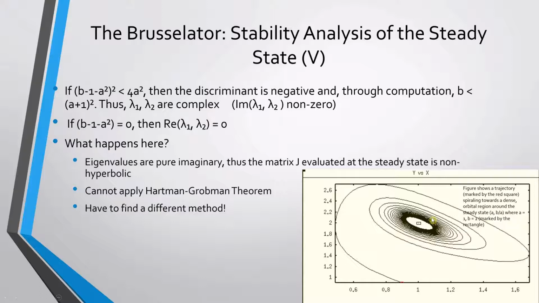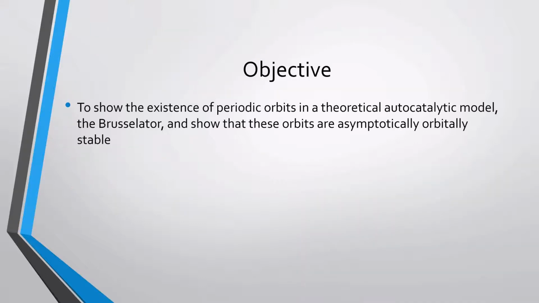This non-hyperbolic condition is the Hopf bifurcation point. Since we cannot apply the Hartmann-Grobman theorem, we must find a new way to analyze the system at this particular bifurcation point. This is where we will now discuss the article's objective, as well as its methods used. The investigation of the Hopf bifurcation finally leads us to the objective of this paper, which was clearly stated near the beginning of this article.